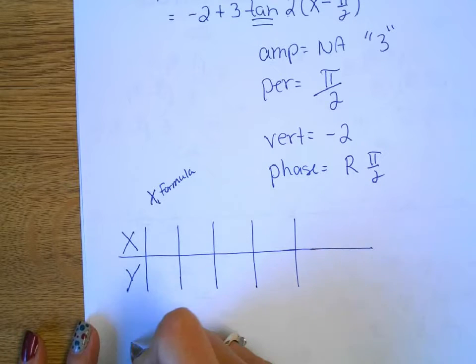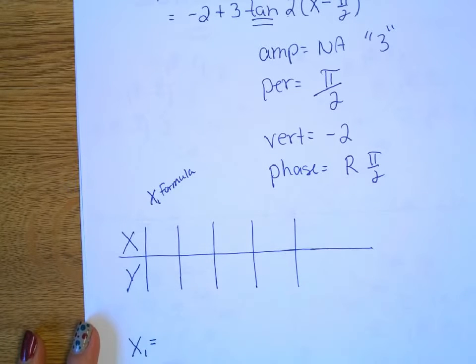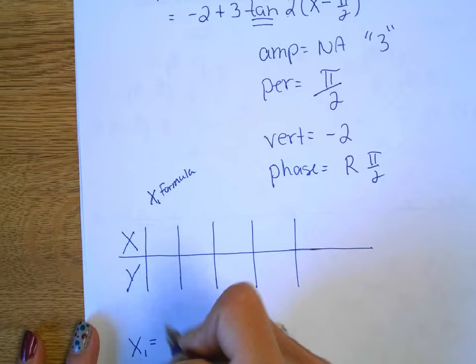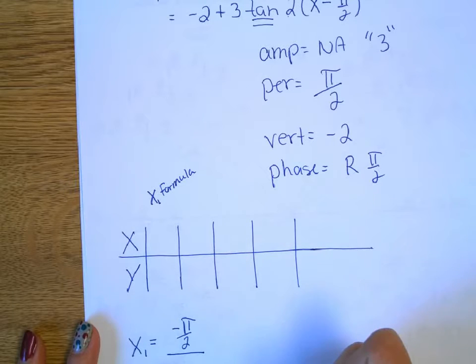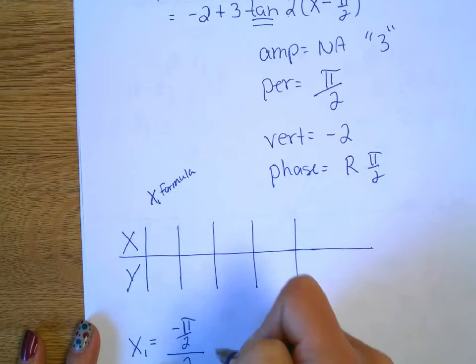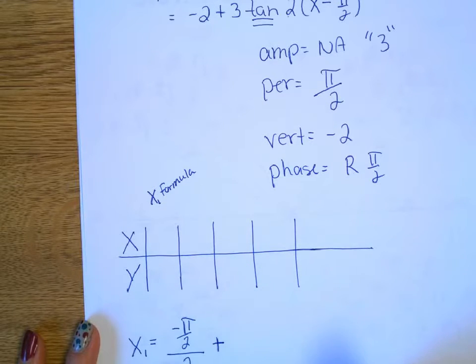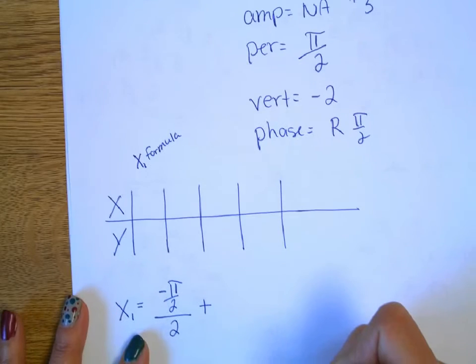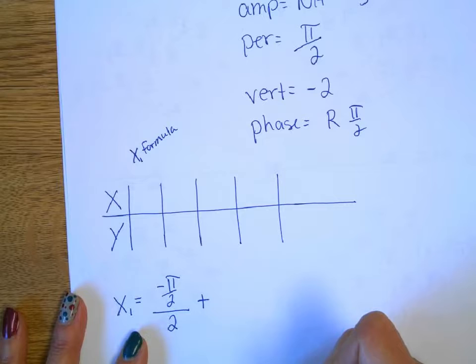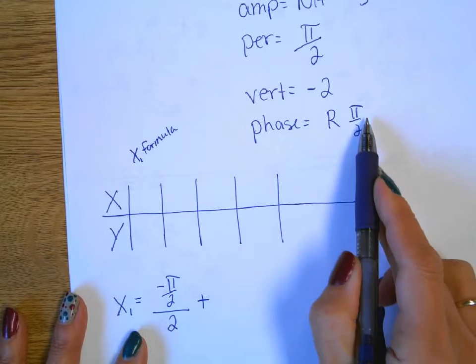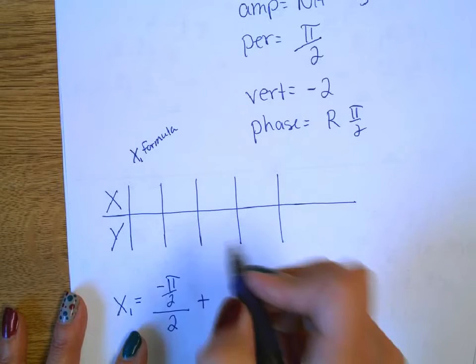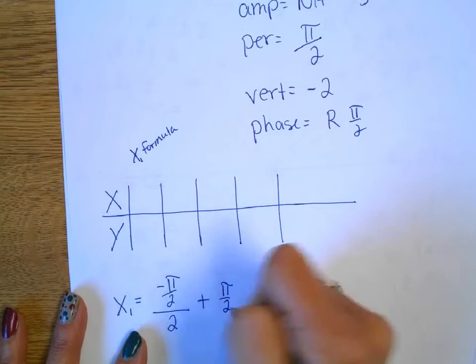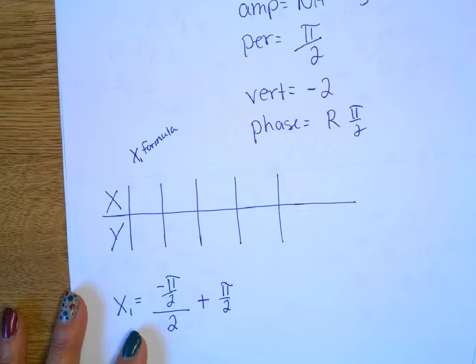That's in your notes, so definitely have the x1 formula written down. The x1 formula says negative pi over 2, divide by the b. What's my b? 2. Then add on the d. What is my d? Negative pi over 2. Because it's a right move, it's a positive pi over 2 that I want to use in here, not the minus that's up in the parentheses. Are you okay with that?